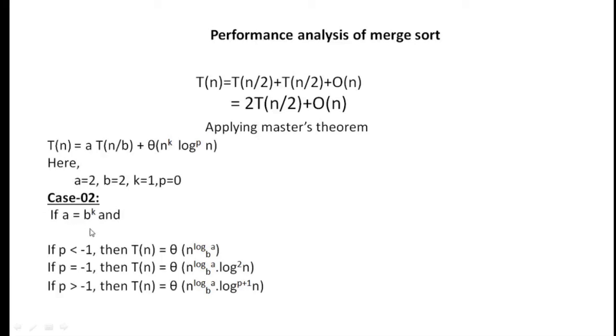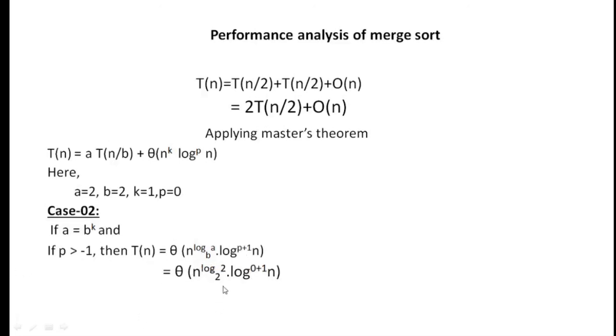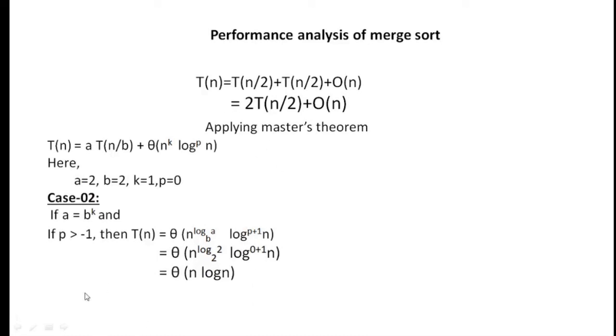Like, you have to compare a is equal to b^k. If it is, then if this falls in this case, and also if p is equal to 0, then it means that p is greater than minus 1. So take this case. So this is the formula, and you have to put these values in this formula, and you'll get order of n log n. So this is how we find out using Master's theorem.